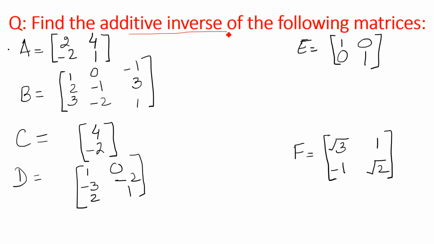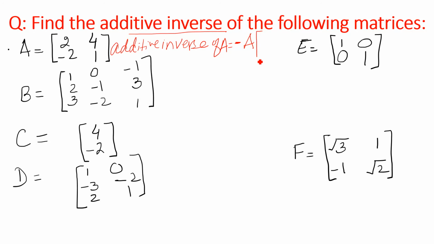To find the inverse of the matrices, you just have to change the sign. If it is positive, make it negative. If it is negative, make it positive. This is the inverse, so the additive inverse is also the same. You have to write down the additive inverse of A, so minus A.